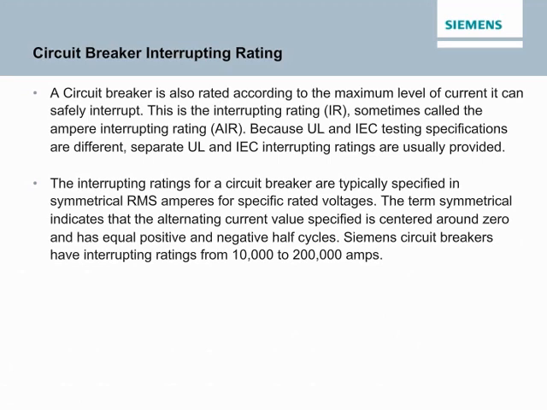The interrupting ratings for branch circuit breakers must also be taken into consideration, but these interrupting ratings depend upon whether or not series ratings can be applied. Series connected systems are discussed later in the course. The interrupting ratings for a circuit breaker are typically specified in symmetrical RMS amperes for rated voltages. The term symmetrical indicates that the alternating current value specified is centered around zero and has equal positive and negative half cycles. Siemens circuit breakers have interrupting ratings from 10,000 to 200,000 amps.